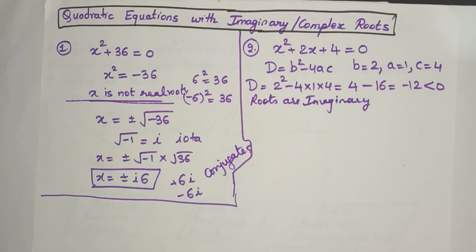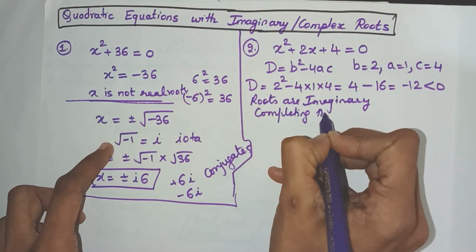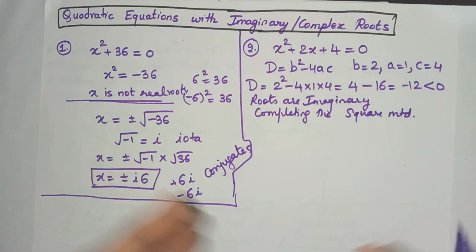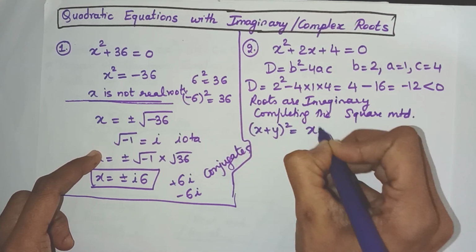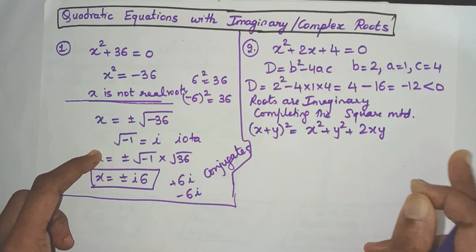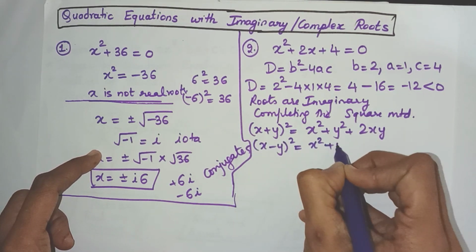Now, how do we find the roots in this case? Well, we are going to use a method known as the completing the square method. What is it? Completing the square method. So friends, in this method, we will use the algebraic identities. I'm sure you have learned this in the previous class. Do you recall these? Yes, x square plus y square plus 2xy, and x minus y the whole square. What is going to be the difference?